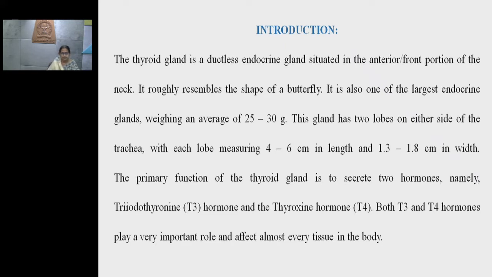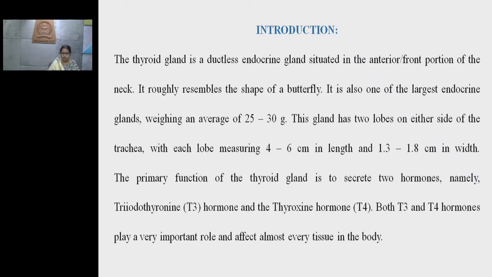I am taking an endocrine gland, that is thyroid gland. In introduction, the thyroid gland is nothing but a ductless endocrine gland situated in the anterior front portion of the neck. It roughly resembles the shape of a butterfly or is H-shaped. It is also one of the largest endocrine glands, weighing an average of 25 to 30 milligrams.